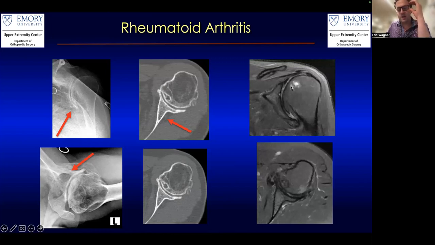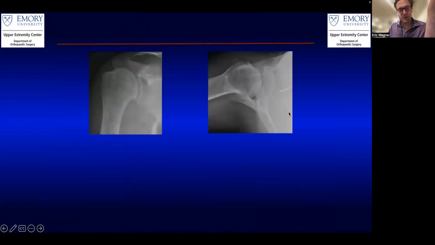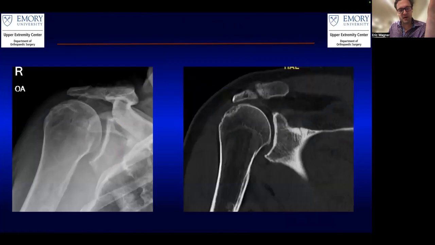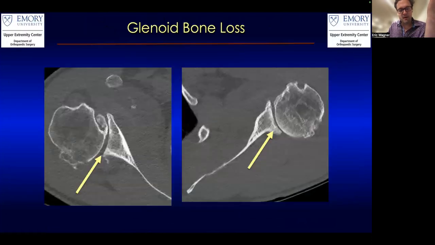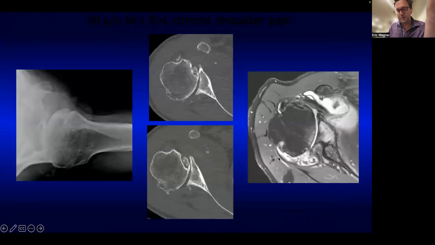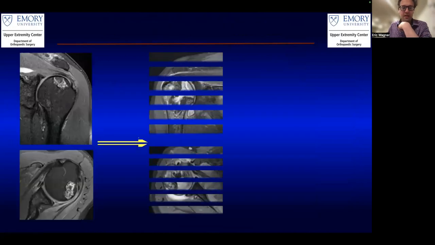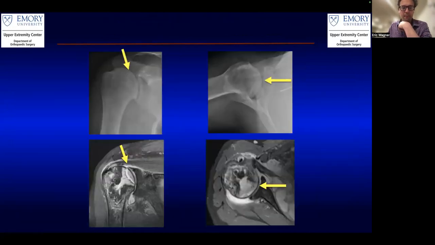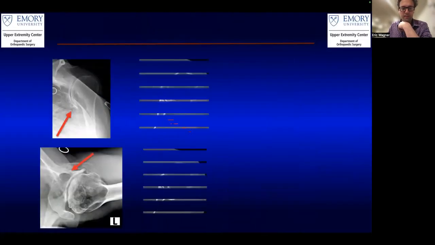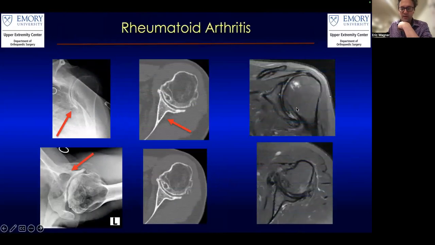But also look at the MRI. It doesn't look like that osteoarthritis MRI. Here, I'll go back real quick. If you look at the osteoarthritis MRI, there we go. Look at this osteoarthritis MRI. It just looks terrible. Like so much destruction going on there. Look at this rheumatoid arthritis MRI. It doesn't look that bad.